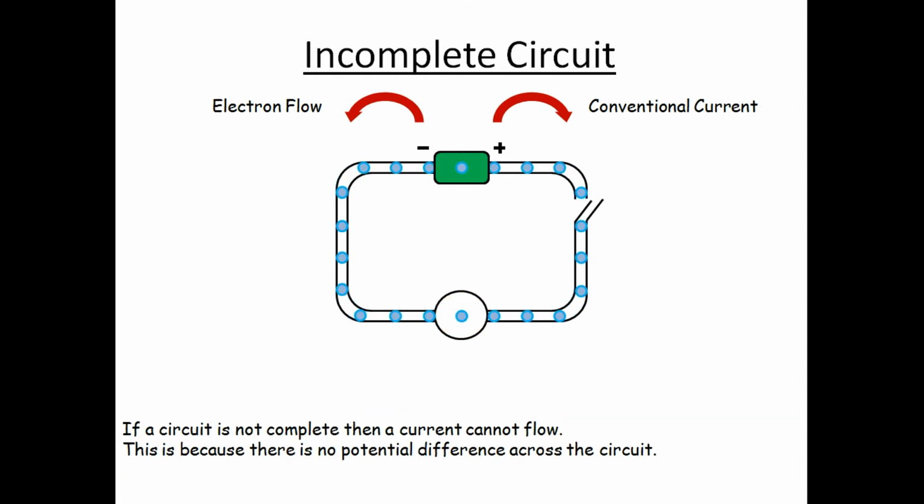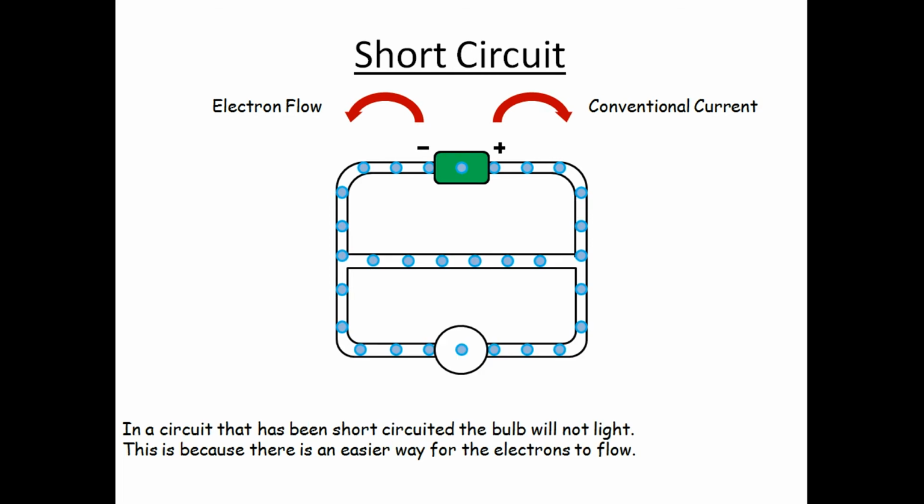If a circuit is not complete, then a current cannot flow. This is because there is no potential difference across the circuit. In a circuit that has been short-circuited, the bulb will not light. This is because there is an easier way for the electrons to flow.